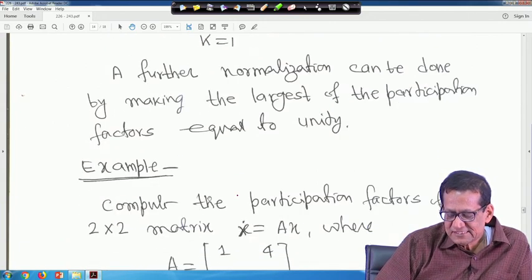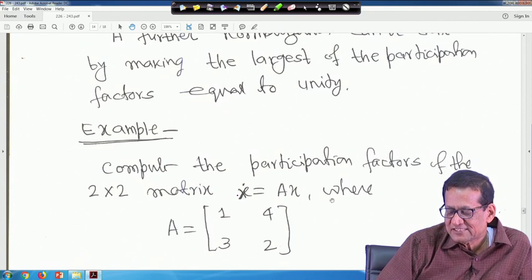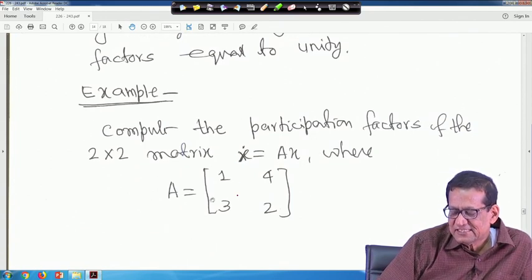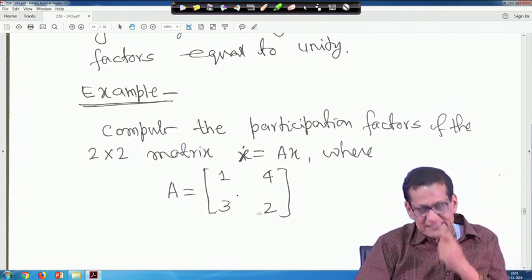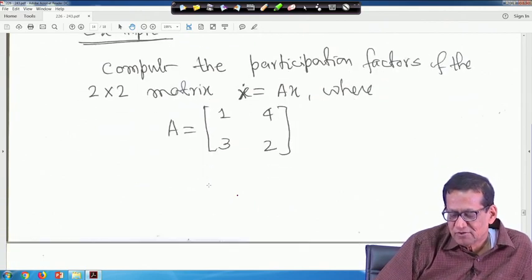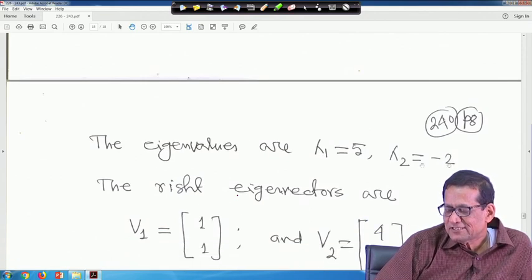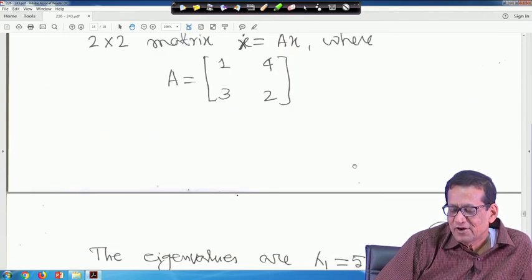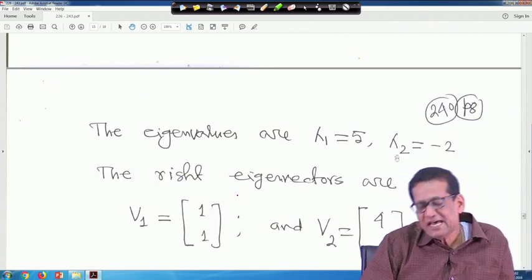Example: compute the participation factor of the 2 by 2 matrix, x dot is equal to A x, where A is equal to [1 4; 3 2]. So, this is the A matrix given. Now, the eigenvalues of this matrix you can easily find. The eigenvalues are lambda 1 equal to 5 and lambda 2 equal to minus 2. So, in this case the eigenvalues are real.